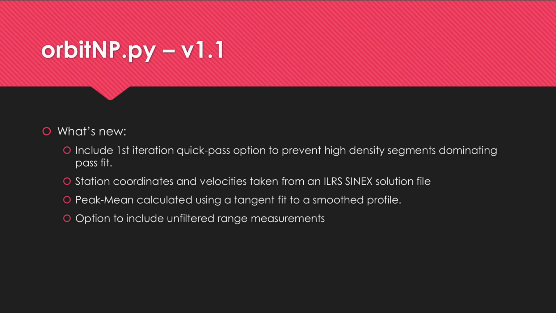They added the option of including the unfiltered range measurement. So in the CRD full rate files, there is a flag called a filter flag, and that includes extra data around the satellite track, which can be included now with this option.